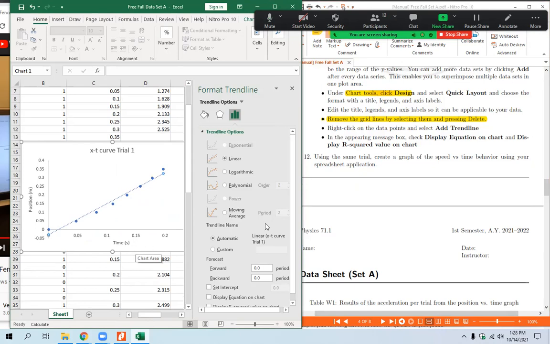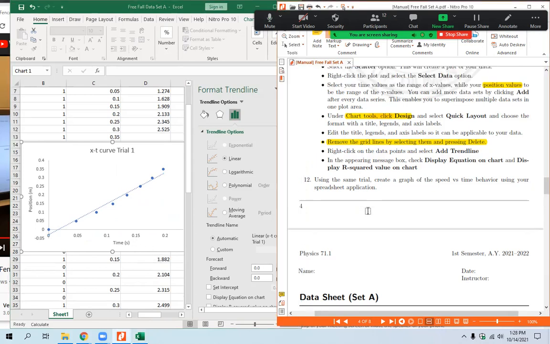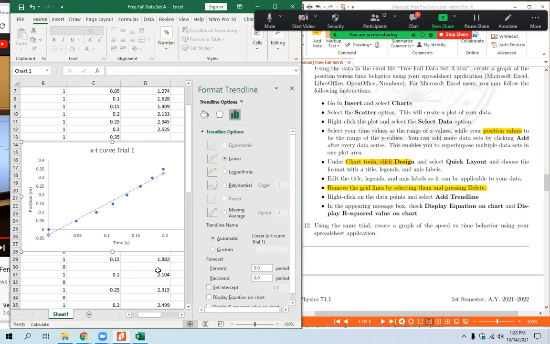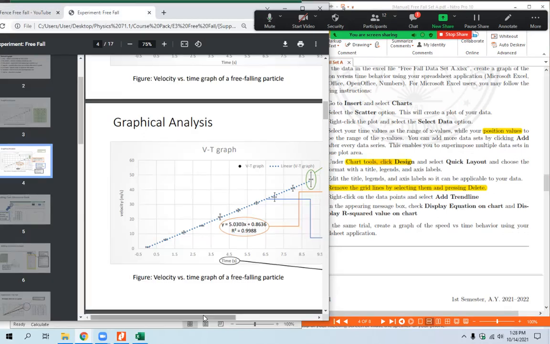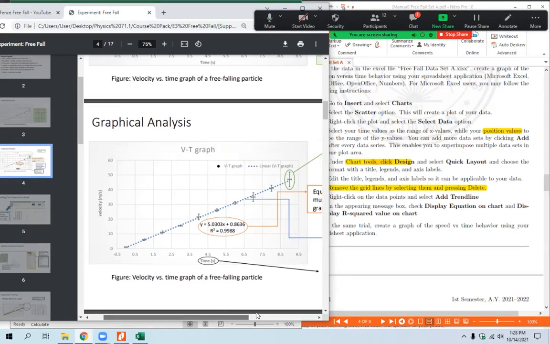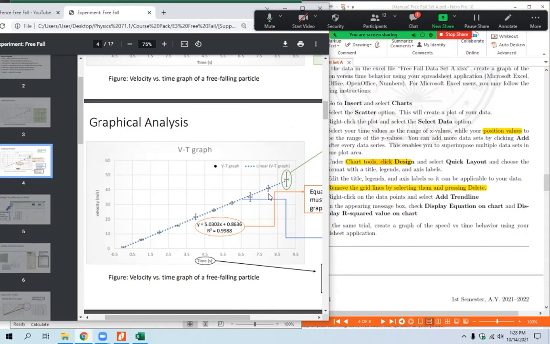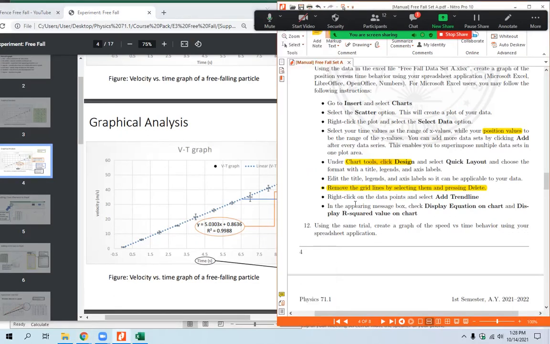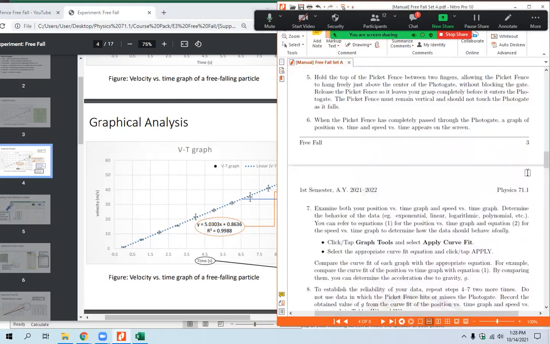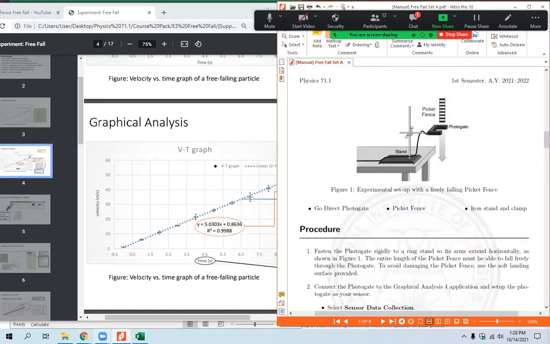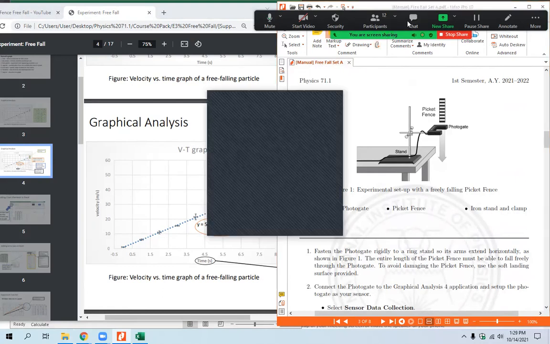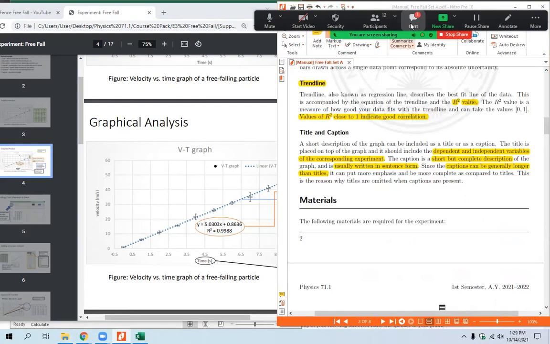Sir, kasi nag-accelerate. Yes, that's partly the answer, but that's not the entire answer. Kasi kung titingnan nyo dito sa VT graph ko, may acceleration ito, but yet it's still linear. Di ba? So that's not the entire answer, but that's partly correct. Ang reason kung bakit hindi... Yan. Oh, yes. Parabolic yung graph. That's the answer.